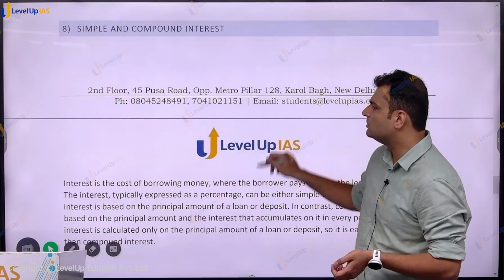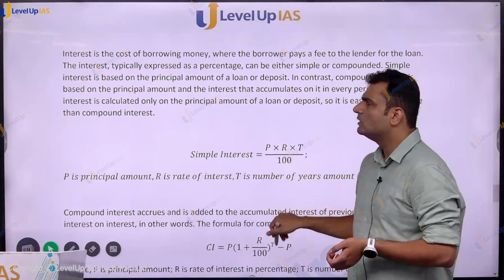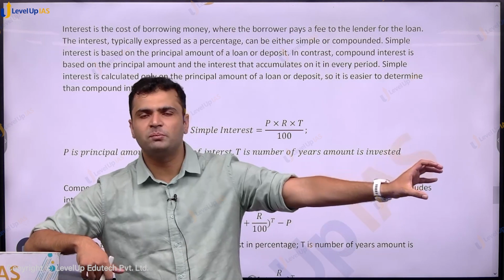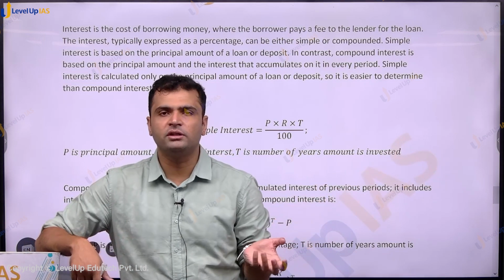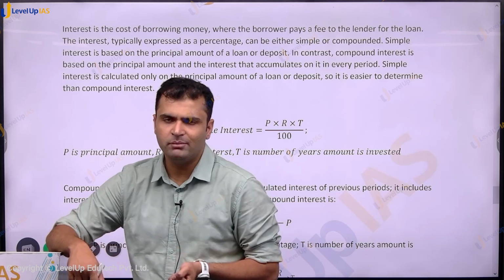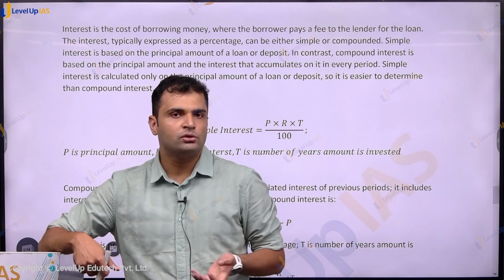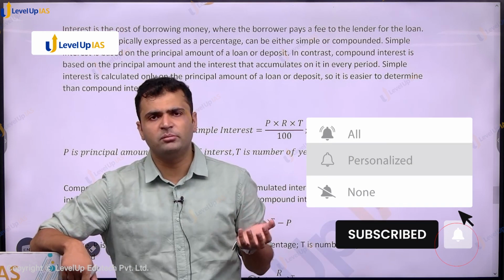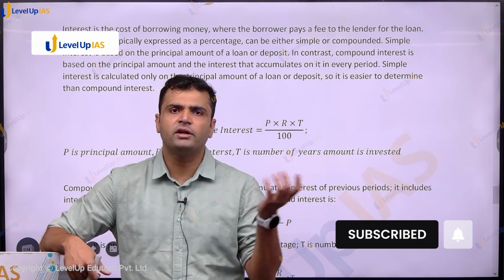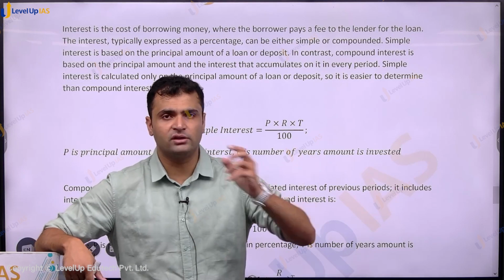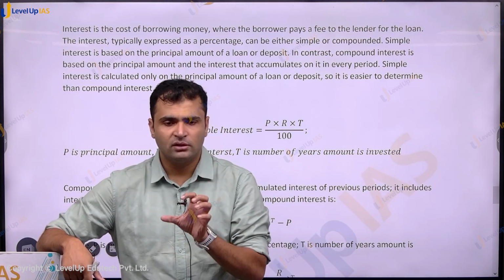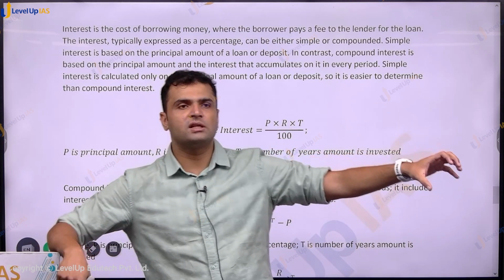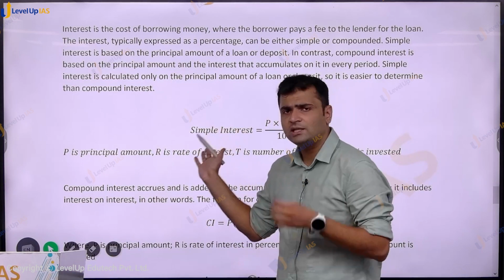Next is simple and compound interest. Simple interest is very easy. That you have invested some principal, some amount in the bank, and the bank says, I will give you the same 10% interest every year. So if you have invested, let us say 100 rupees, 10% interest per year meaning 10 rupees, 10% of 100. So you will get 10 rupees interest every year. So your amount becomes 100 initially, then after 1 year it becomes 110, after 2 years 120, after 3 years 130, and so on.